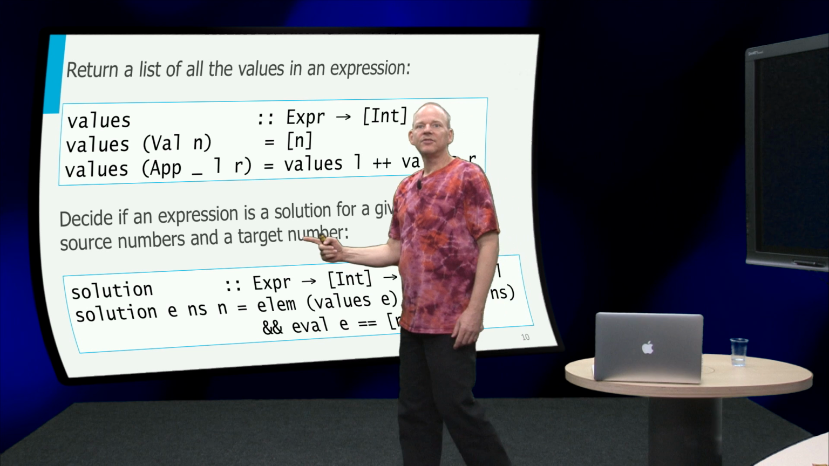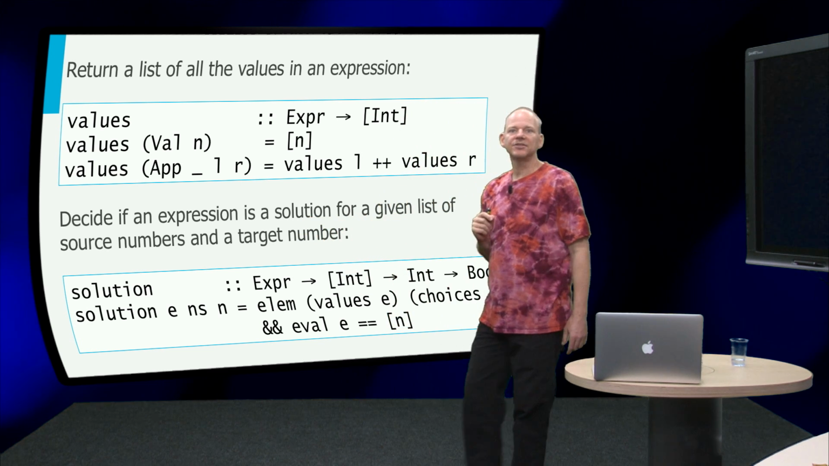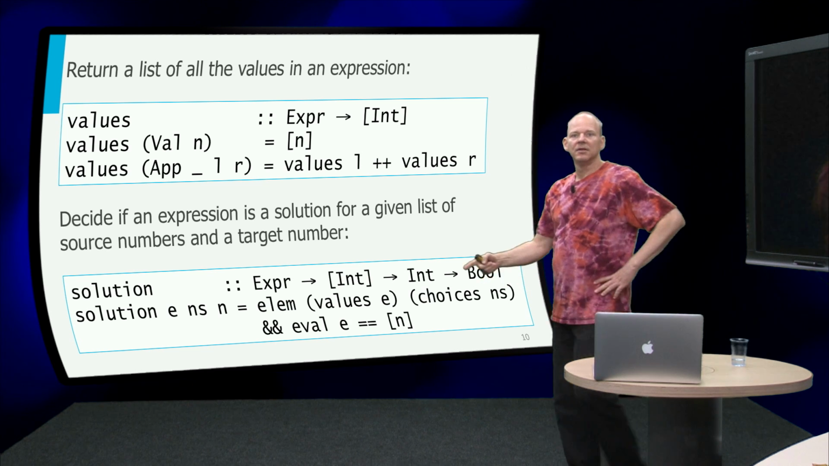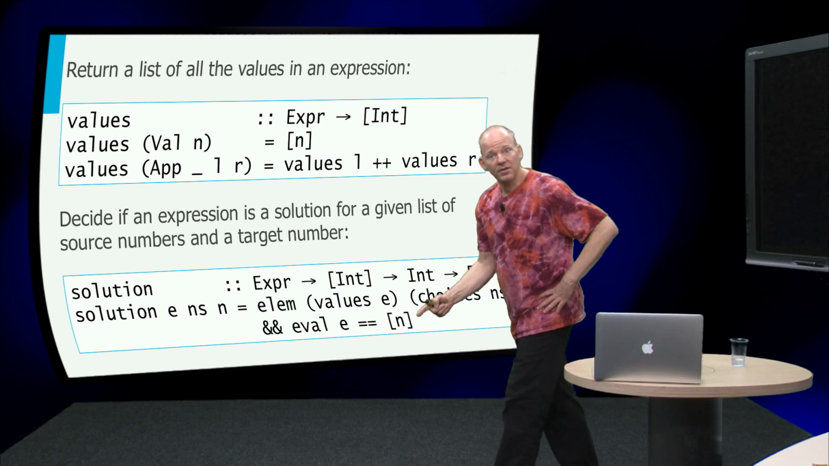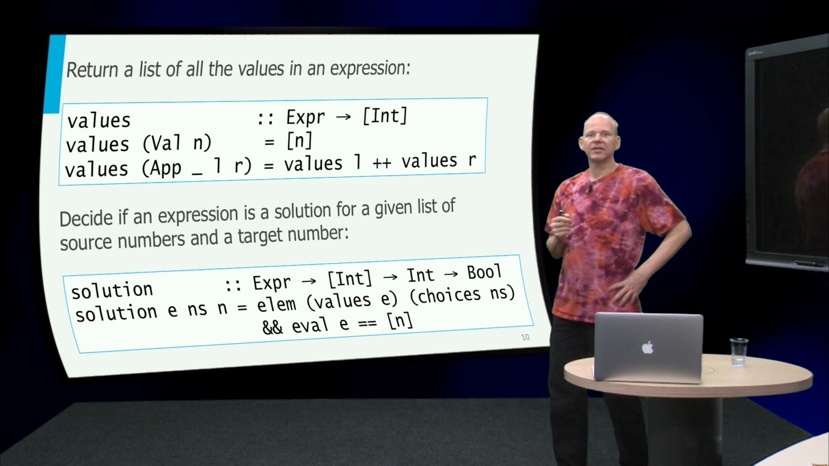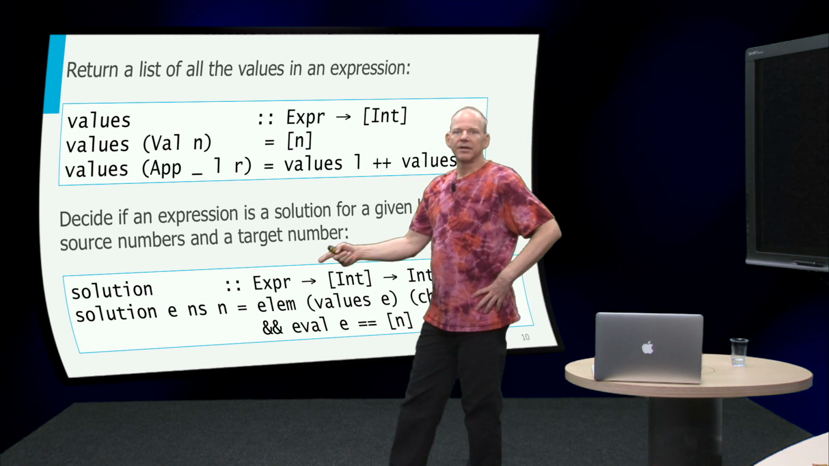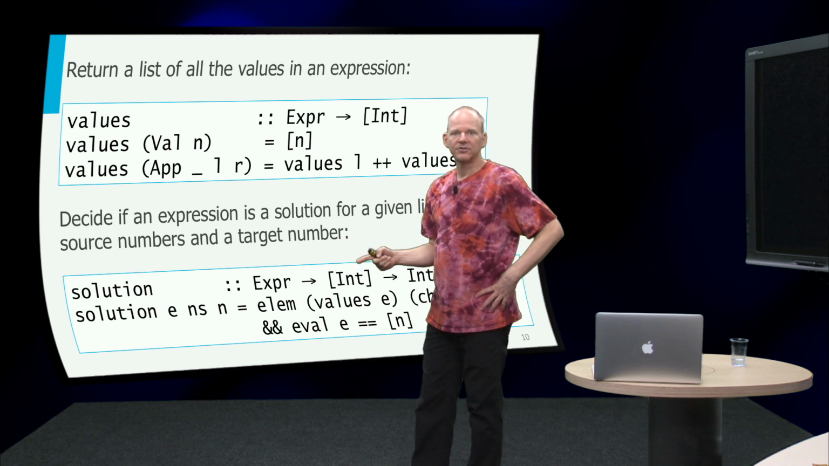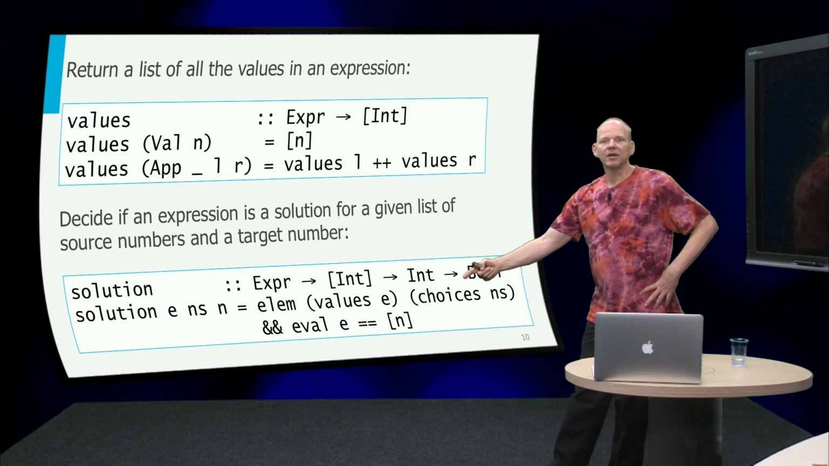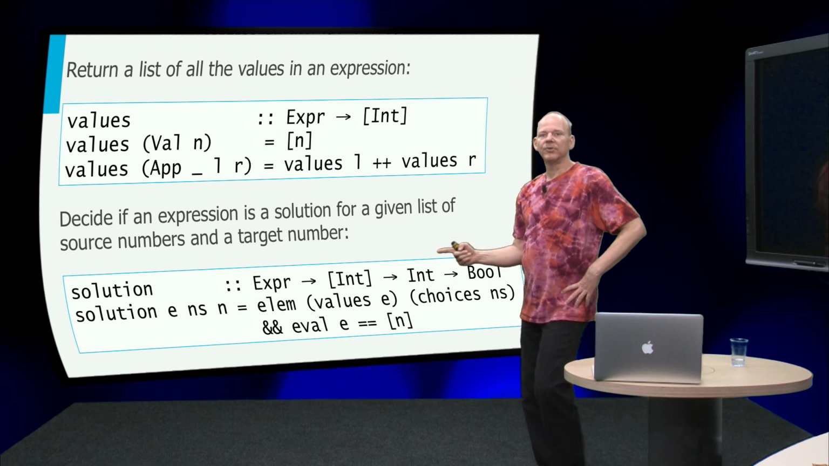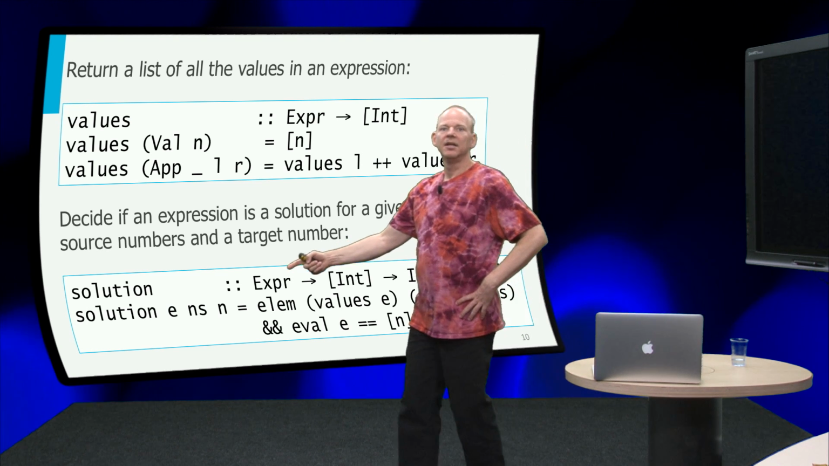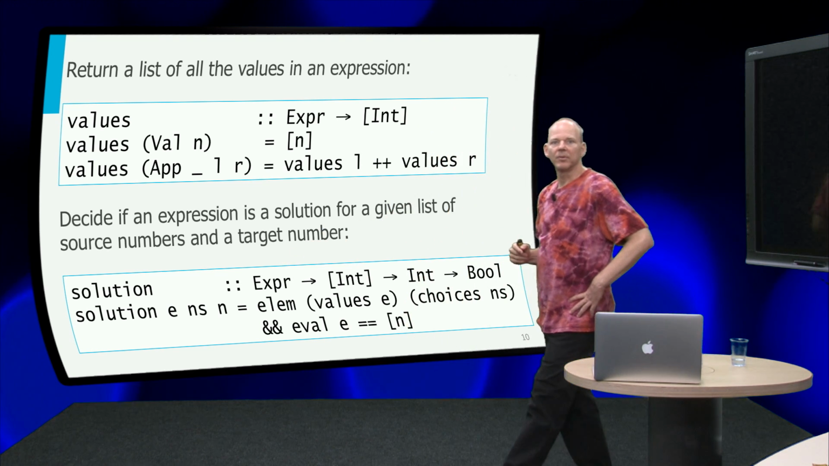So now we can decide if some expression is a solution for a given list of numbers by more or less directly translating the rules of the game into this Haskell program. So given an expression, this is our list of initial numbers. This is our target number. Now we have to check whether this expression here is a solution to the problem.